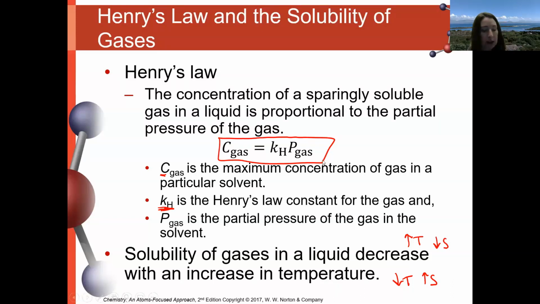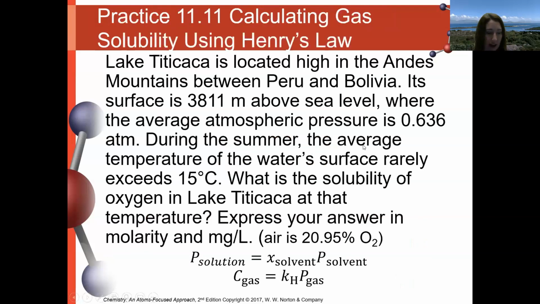Okay, so let's look at a question in Henry's law. This is a lake in Peru. It's 3,800 meters above sea level. The average pressure up there is about 0.63 atmospheres. Remember, the higher we are, the lower the pressure, right? During the summer, the average temperature of the water surface rarely exceeds 15 degrees Celsius. What is the solubility of the oxygen in the lake at that temperature?